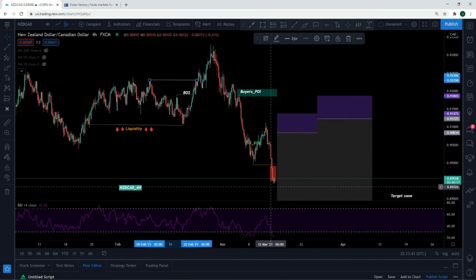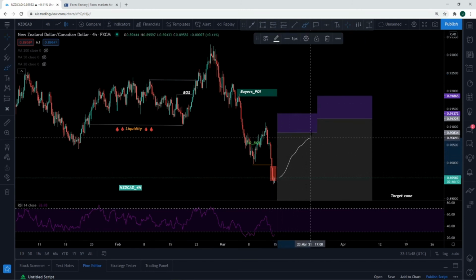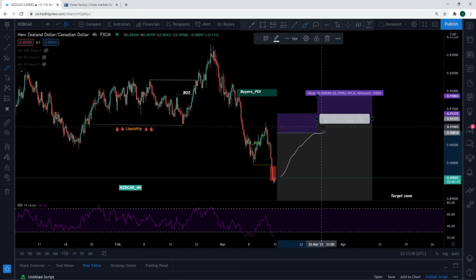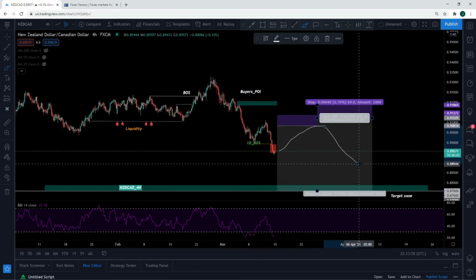Yeah, so I want to see a bit of retracement to the upside before price actually starts going. I want to see a bit of retracement to the upside, guys, within this zone, and then I want to see price go short back down to that target there, guys. Look, so that's my analysis update on New Zealand CAD.